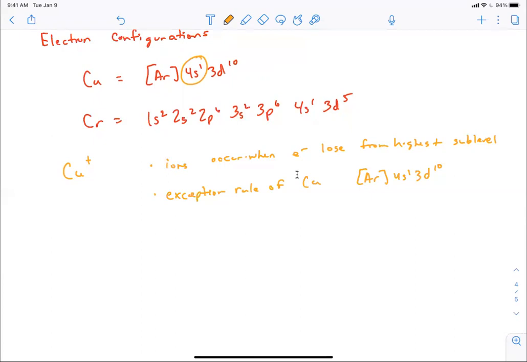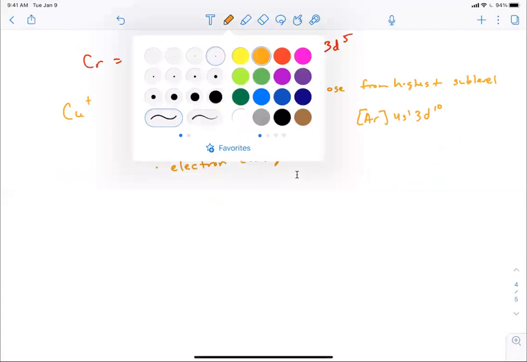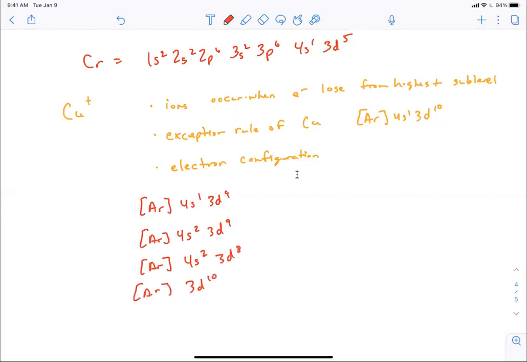And I guess you have to know electron configuration as a whole as well to even get that right, because they'll exploit each of these concepts in their multiple choice. They'll say [Ar] 4s1 3d9, [Ar] 4s2 3d9, [Ar] 4s2 3d8, and then [Ar] 3d10. Okay. And you can see how each of those choices exploits a misunderstanding, right?